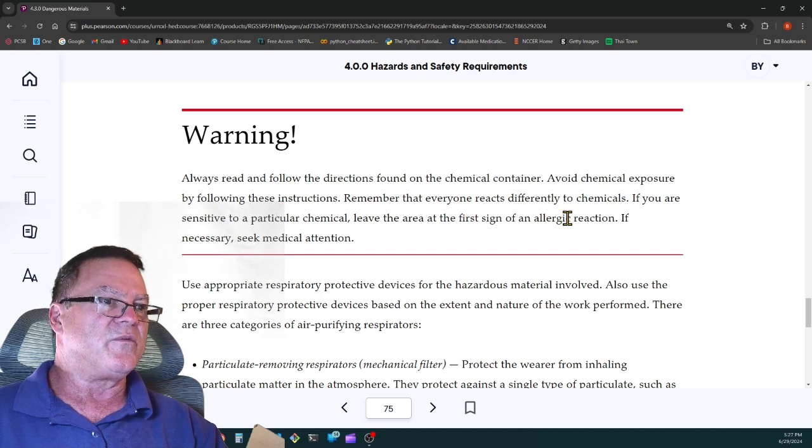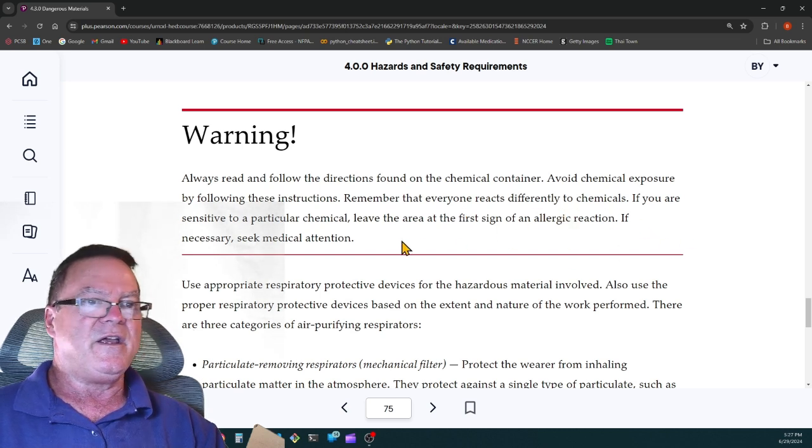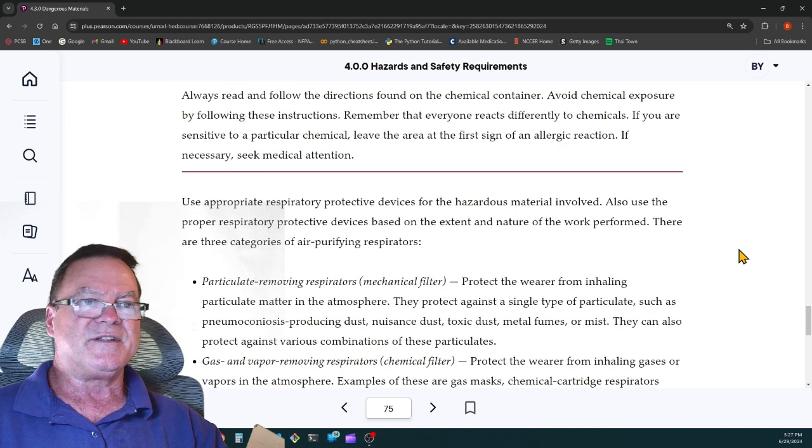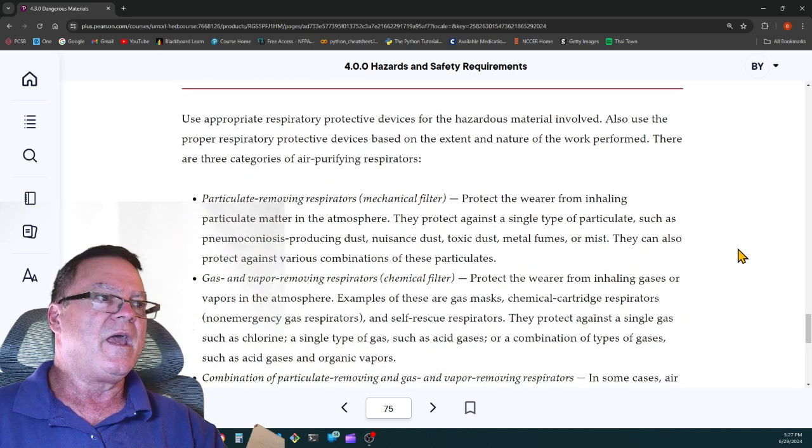Remember that everyone reacts differently to chemicals. If you're sensitive to a particular chemical, leave the area at the first sign of an allergic reaction. If necessary, seek medical attention.